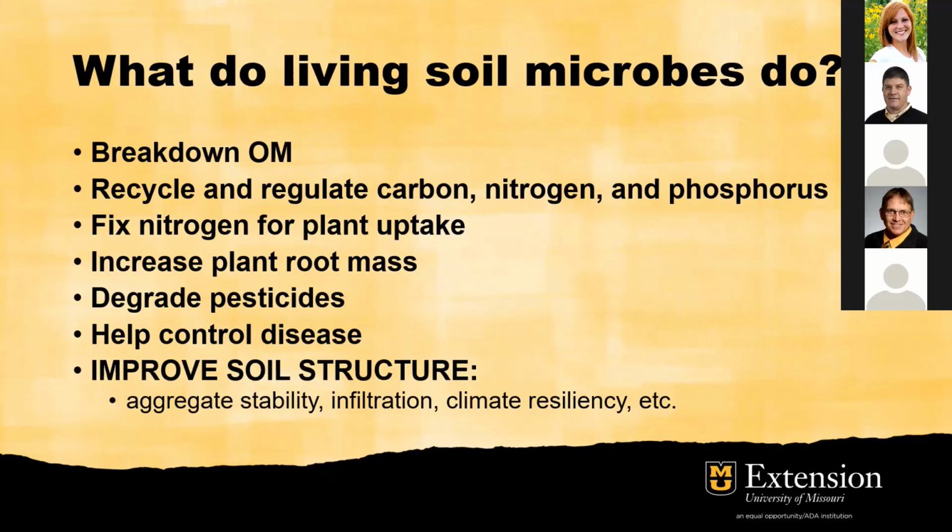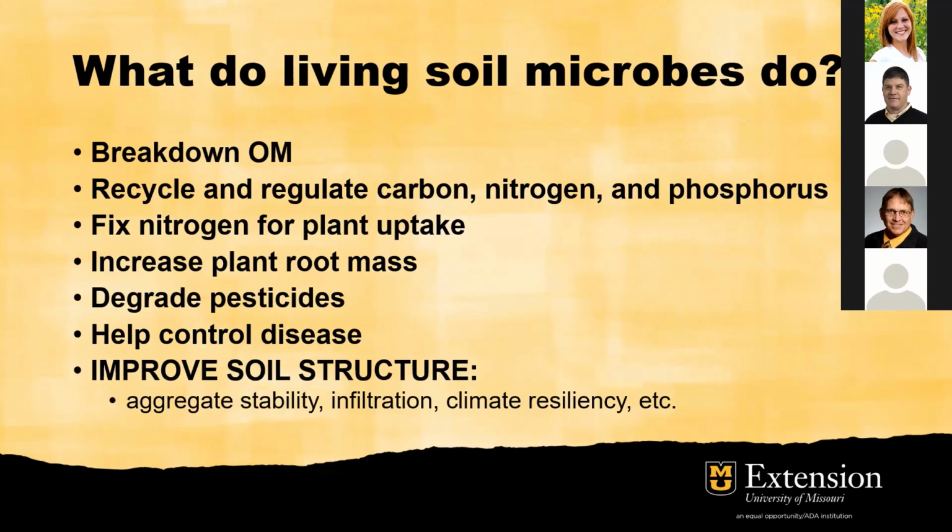We're also aware that in our legumes there is a symbiotic relationship with some of our bacteria that help fix nitrogen for plant uptake. On the row crop side, that would be soybeans. On the forage side, we're looking at some of our legumes, clovers and alfalfa, etc. The microbes can also increase plant root mass because of their association with the roots. It's a symbiotic relationship where they can stretch the roots out even further, and I'll show you a slide of that coming up.